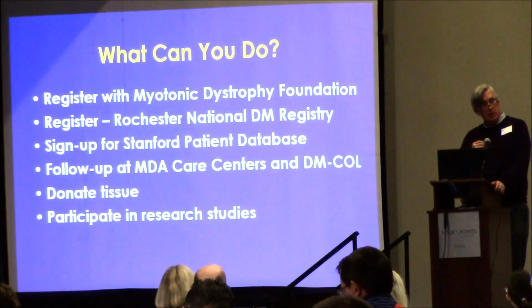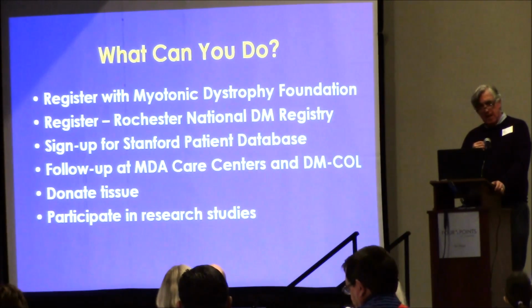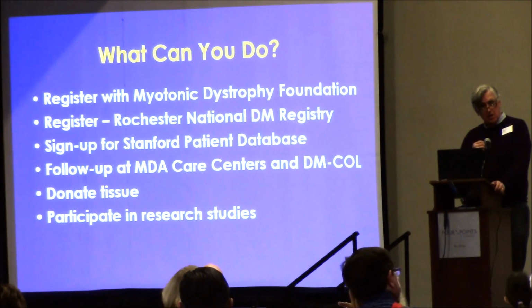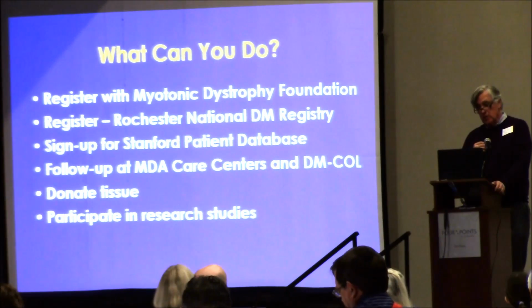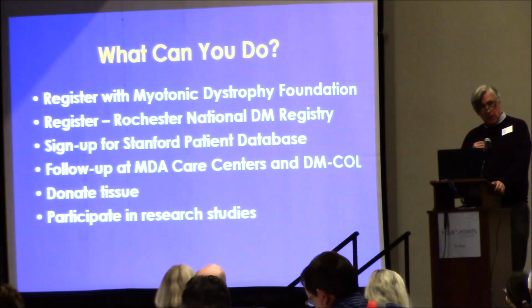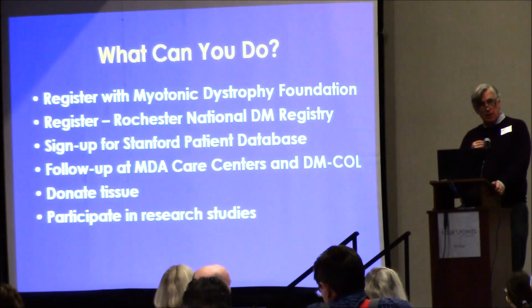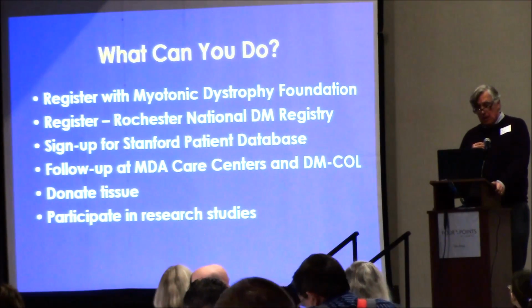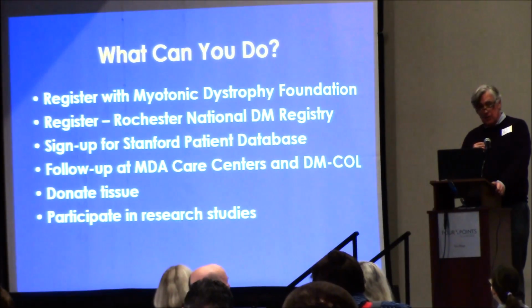What can they do? They can register with the Myotonic Dystrophy Foundation. When we're doing trials, we always contact the Myotonic Dystrophy Foundation so that we can contact people that way. You can register, as many of you know, with the Rochester National Registry. You can sign up certainly with the Stanford database, which is available at the table out there.